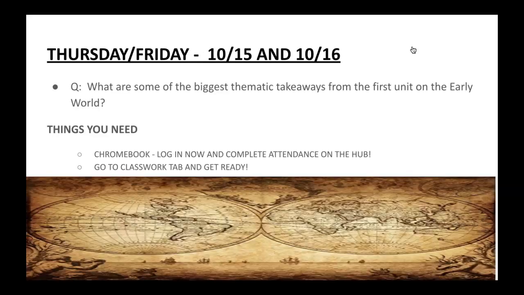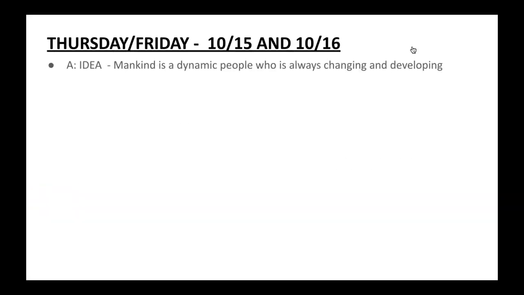Now let's go ahead to the next question of the day from Thursday and Friday, from October 15th and October 16th. What are some of the biggest thematic takeaways from the first unit on the early world? What did we learn about in the main, basically? Here's some of the key things that I hope that you'll keep with you well beyond this unit. So first, let's talk about the main idea of the unit, and that is that mankind is a dynamic and ever-changing type of person who seeks to engage with the world in a fashion that is conducive to his or her needs, and that has impacts on the world and the culture that we speak of.